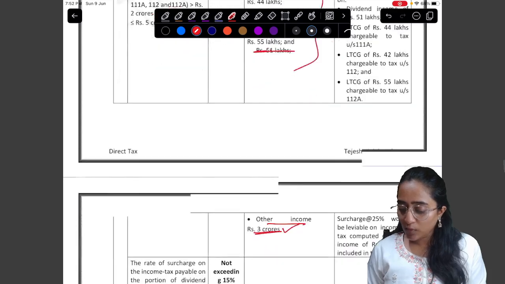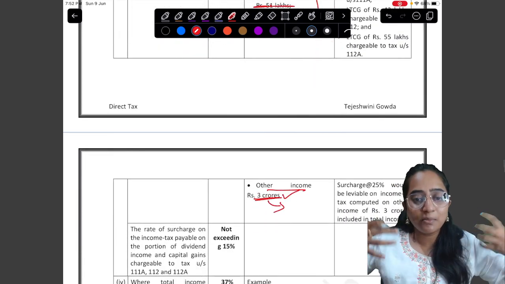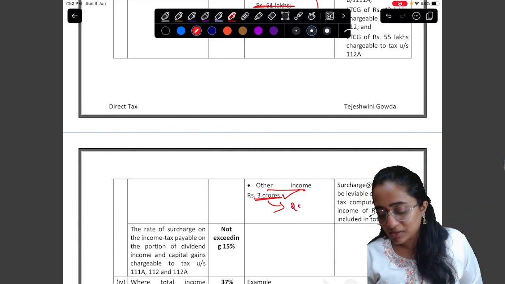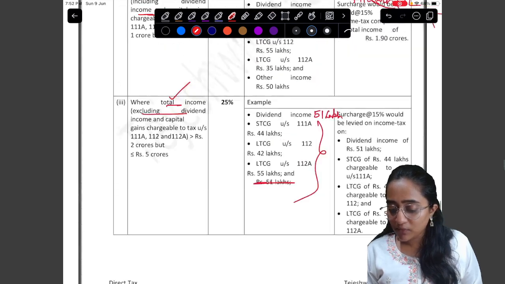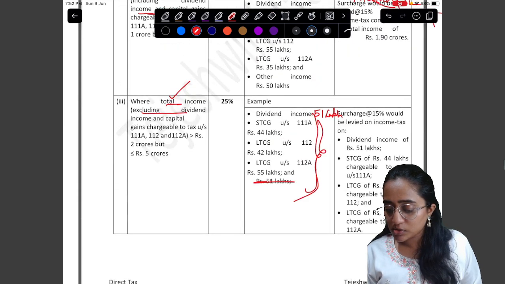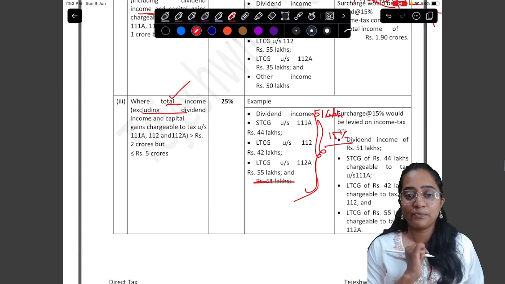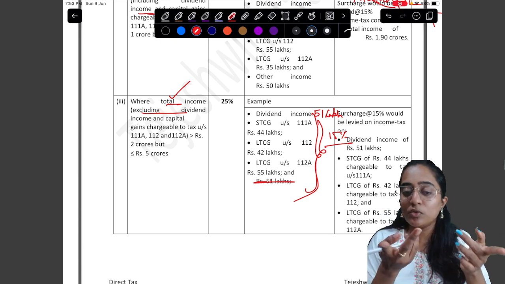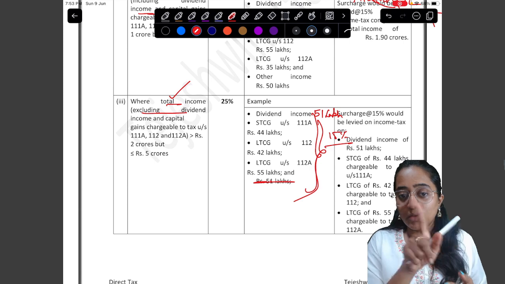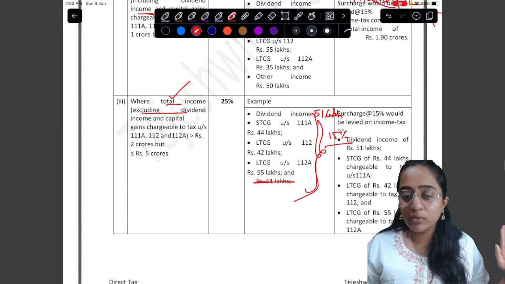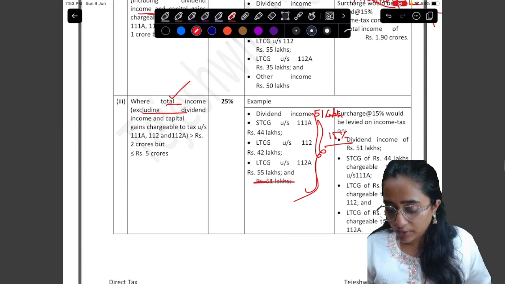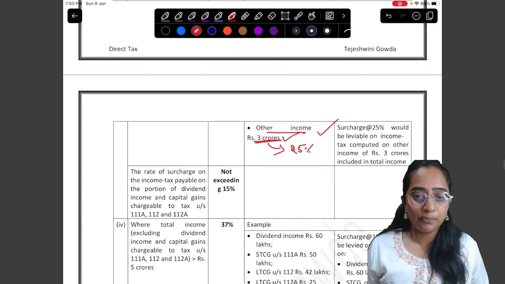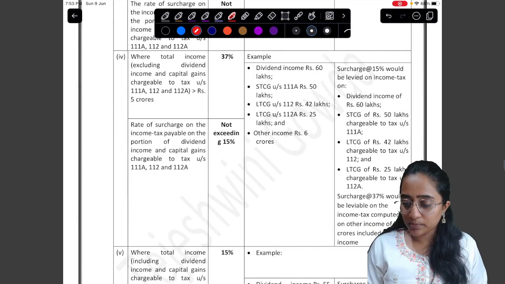So if I'm considering this one, on this 3 crores, whatever the income tax which I've calculated on this 3 crores, I'm going to charge 25%. And whatever the income which I've excluded over here, on this I'm going to charge 15% as a surcharge. Remember, people, I'm telling you again, the surcharge will always be on the income tax calculated, not on the flat amount. Applicability only we are going to look into the total incomes. Clear? This 15%, this is going to be 25%, simple. Done.